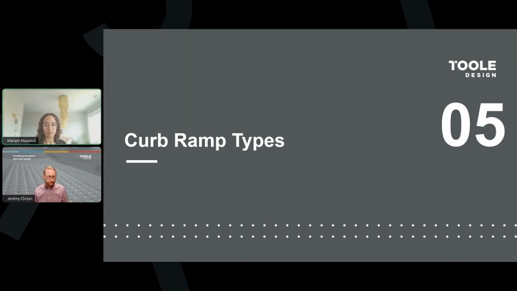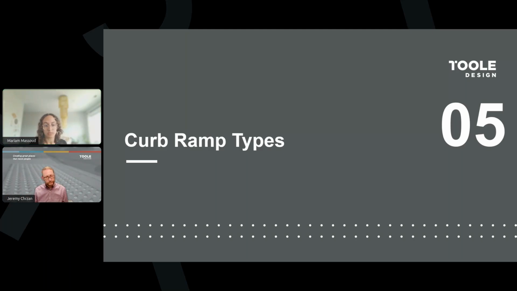Okay, next question from Elida. Is the approach part of the curb ramp for estimating? No. If the slope of the approach is not a ramp slope, if it's not steeper than 5%, then it would not be part of the curb ramp for estimating.